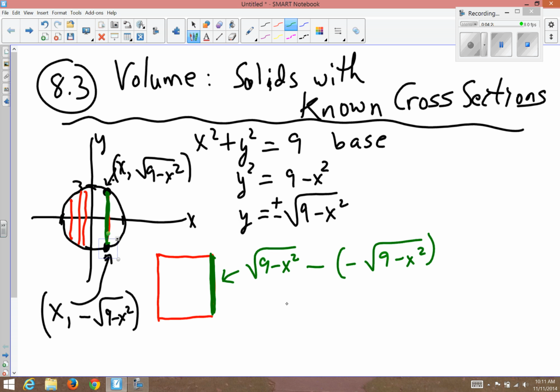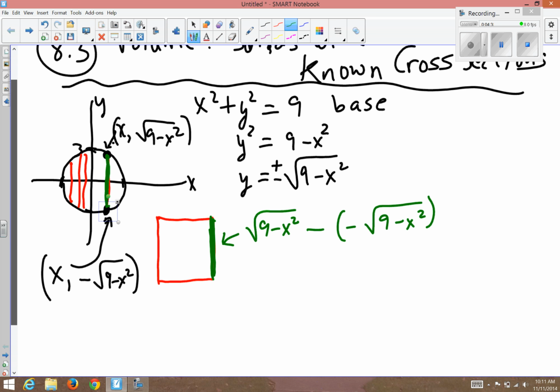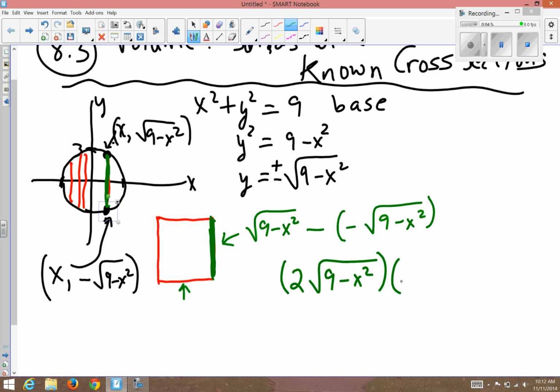So the area of the square is this side times this side, base times height, length times width, whatever you want to call it. So this side of the square is radical 9 minus x squared minus minus, that becomes plus, plus the same thing. So it's 2 radical 9 minus x squared. That's this one side. This side will be the same because it's a square. So right here, this is the area of this slice, cross section.